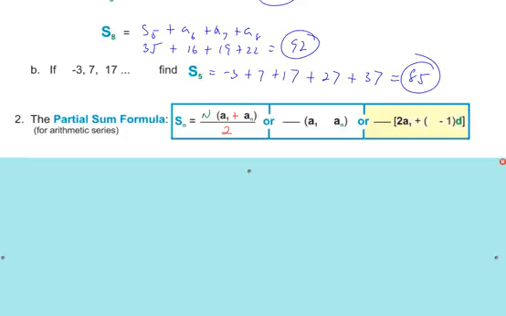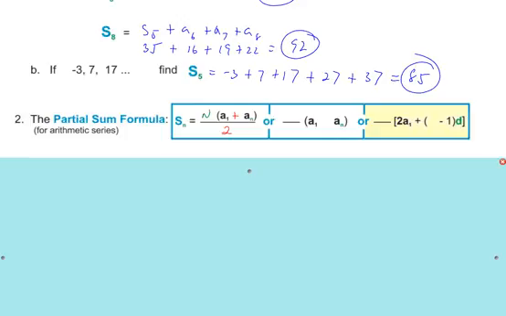So if we try that right here on B, average 37 and negative 3, that's 34. 34 divided by 2 is 17. And 17 times 5 better be 85. And it is, right? 17 times 5 is 85. So again, I think if you'll get in your mind, average the first and the last, and multiply by n, then you'll understand that formula, and you'll be ready to go.